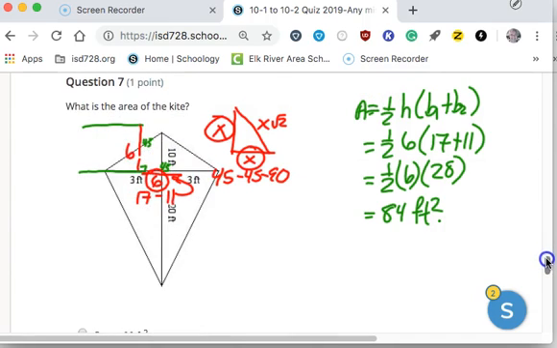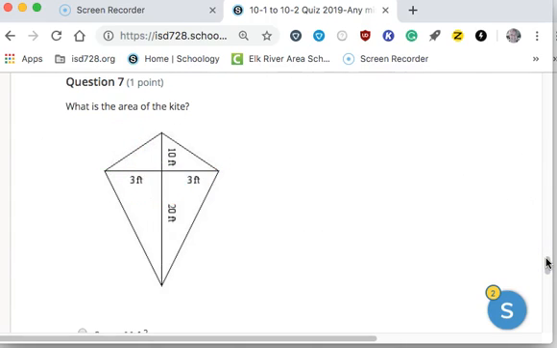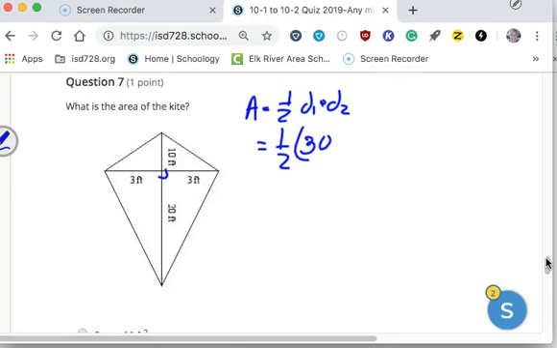My last ones here start with 7. When I'm looking at problem 7, I've got a 20 and a 10 and a 3 and a 3. Area is equal to 1/2 diagonal 1 times diagonal 2, because the diagonals in a kite are perpendicular. So now I have 1/2, and 10 plus 20 is 30. 1/2 of 30 times 6. Half of 30 is 15, and 15 times 6 is going to give me 90. And so I have 90 feet squared for my answer.